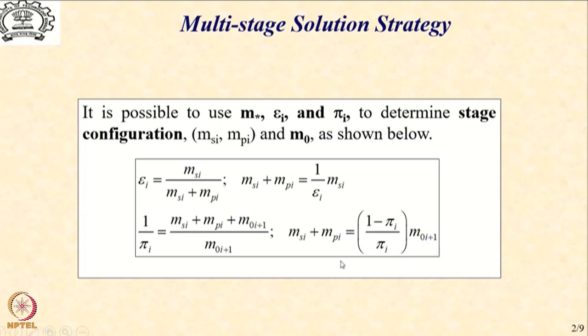So now, as you can see, I have two equations for MSI and MPI as unknown in terms of the two known parameters epsilon I and pi I. So I'm assuming that epsilon I and pi I are going to be available to me, and based on that, I should be in a position to solve for MSI and MPI. Of course, these are not very straightforward equations, because if you see the second one, M0 I plus 1 appears in the second one. So, it cannot be directly solved, and there is a strategy by which we will be in a position to solve these equations.